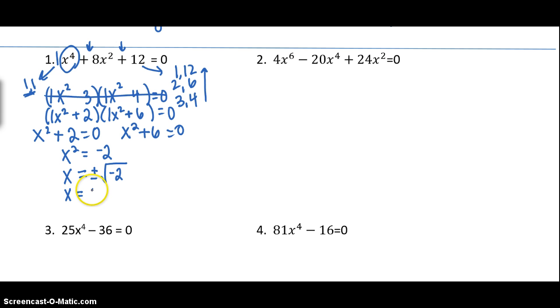So make sure you do write the plus or minus. And anytime we see a negative underneath a radical, what should we be writing? An i, because i is the square root of -1. Okay, so here is the first set of answers.